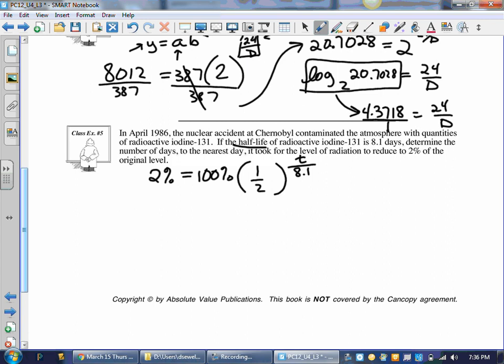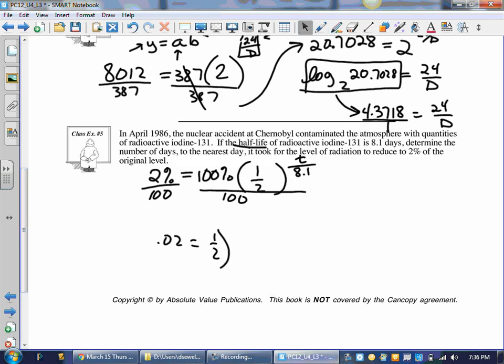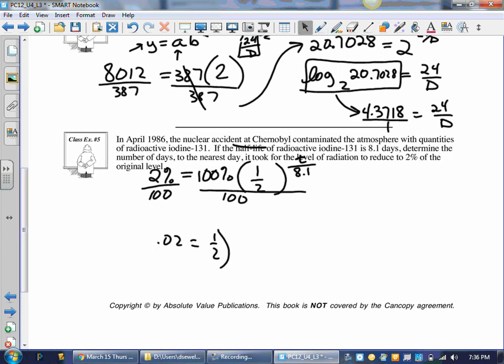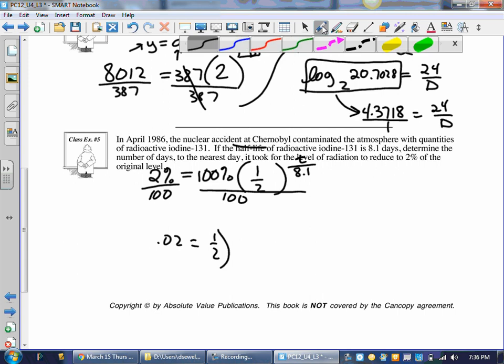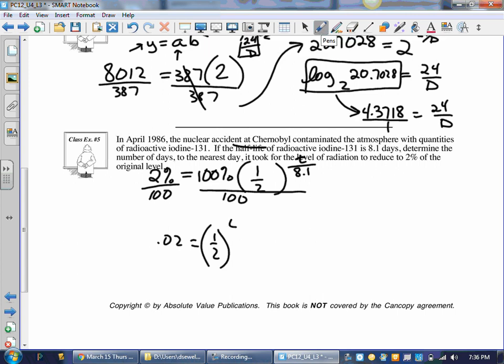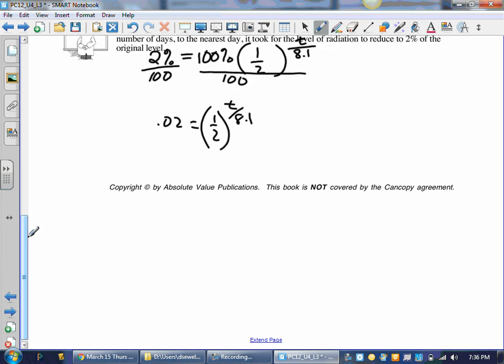So now I just do the math. I divide by 100 here, divide by 100 here, I get 0.02 is equal to 1/2 to the power of T over 8.1. Once again, looking for an exponent, you take the log. So I change it to logarithmic form. The base is a base, it's always a base. That's my base. This is my exponent. This is my argument.